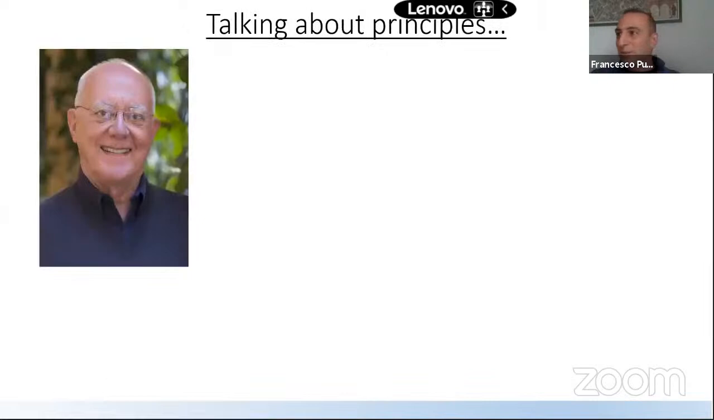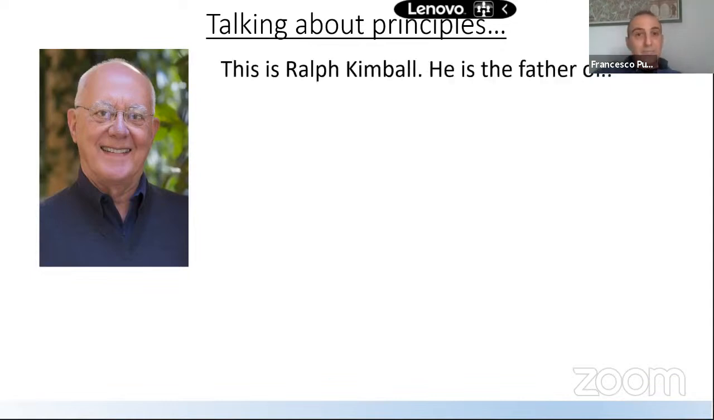Okay, talking about principles, who is the fastest to tell me who this man is? Geometry, okay. So who is this man here? Let's see who is the fastest to reply. Ralph Kimbo. Thanks, my friend Mark. So this is Ralph Kimbo. He's the father of... Mark, you can say this one also. The stage is yours. He's the father of. In the meantime, I can drink.